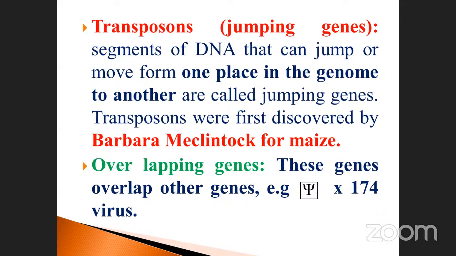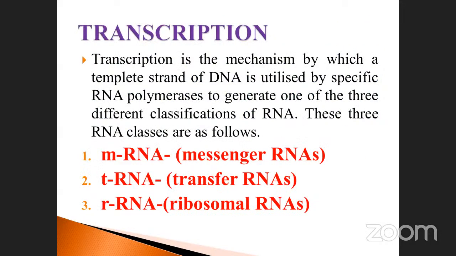This was first discovered by the scientist Barbara McClintock, in maize. Overlapping genes, give an example. This is the example, don't forget, my dear students: phi X174 virus. The phi X174 virus is very, very important. Don't forget. And transcription, there are three RNAs that are very, very essential: mRNA, tRNA, and rRNA.